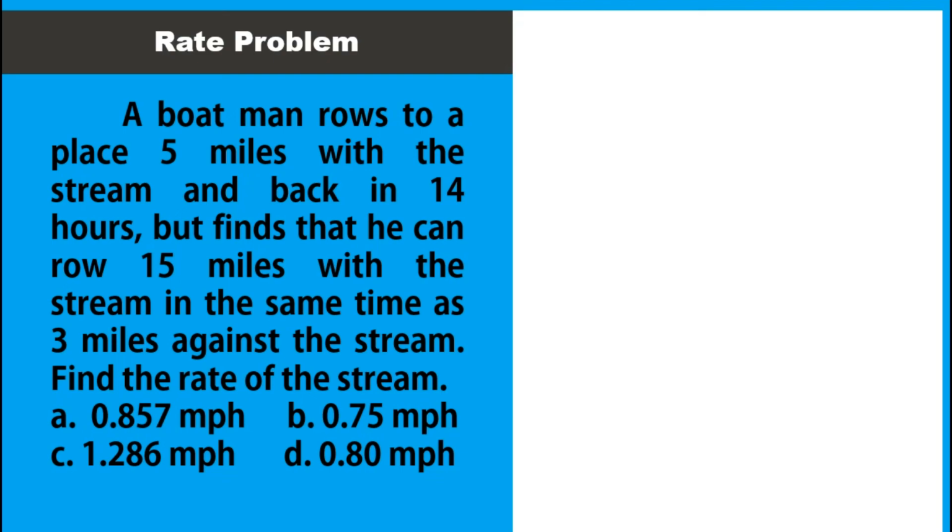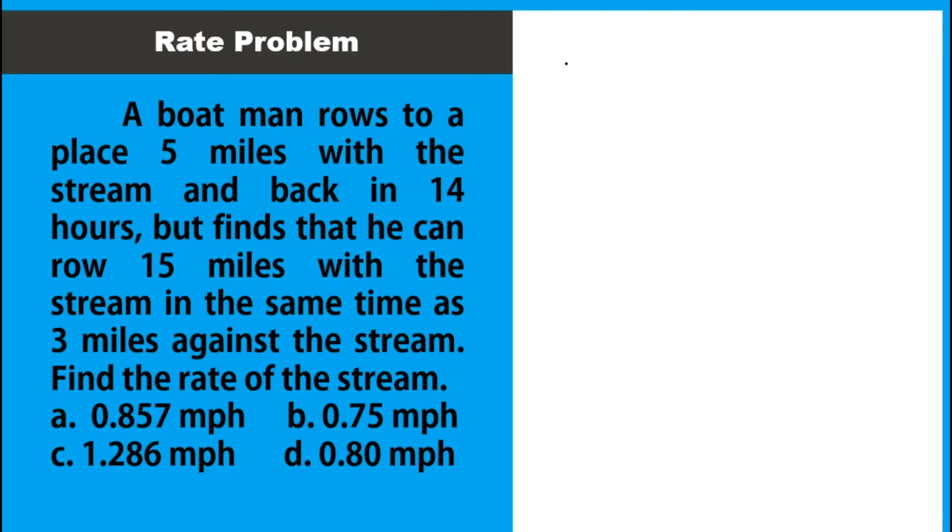For the next problem, a boatman rows to a place 5 miles with the stream and back in 14 hours, but finds that he can row 15 miles with the stream in the same time as 3 miles against the stream. Find the rate of the stream.